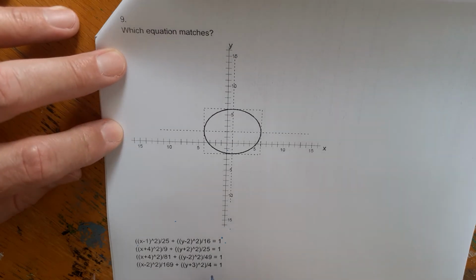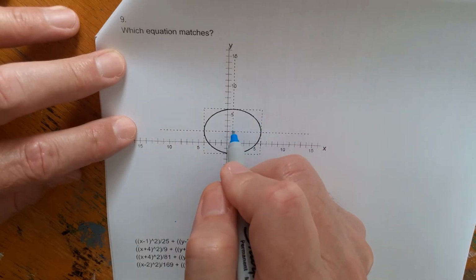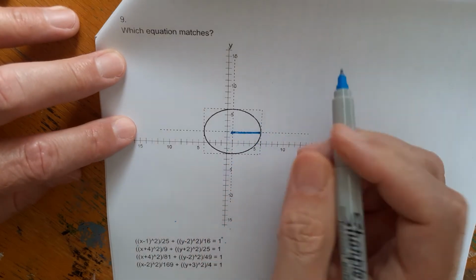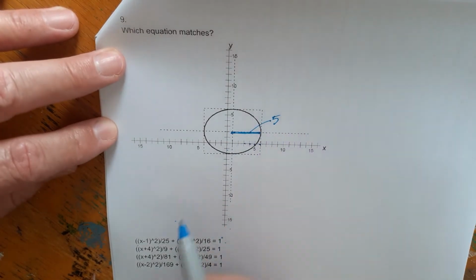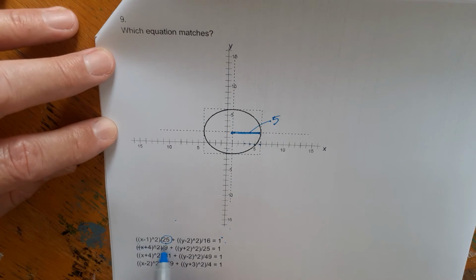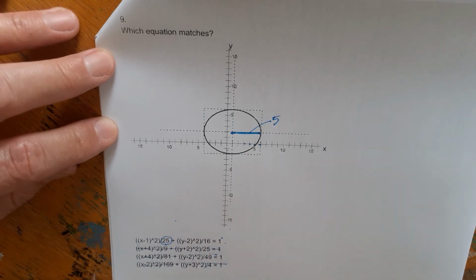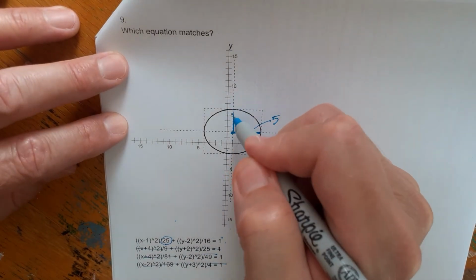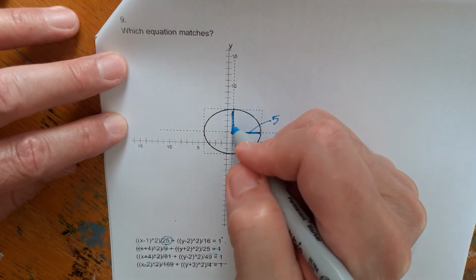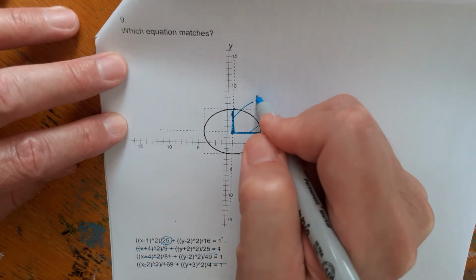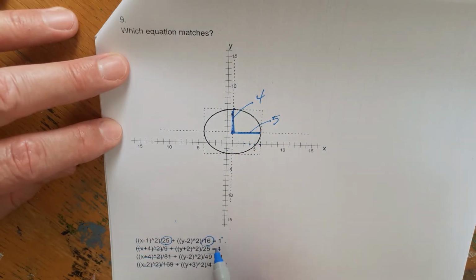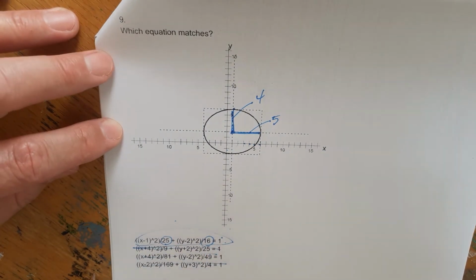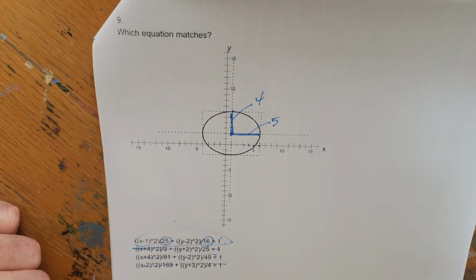Okay, so we could even use the x and y radius. Let's say we just counted the radius in the x direction. 1, 2, 3, 4, 5. This is 5. So 25, I'm looking for something over 25. They didn't trick us at all in this. And then if I just check it with the y radius, 1, 2, 3, 4, this is 4, I would square it and get 16. That's 16 right there. So I already know this is the equation of it without even finding the center.